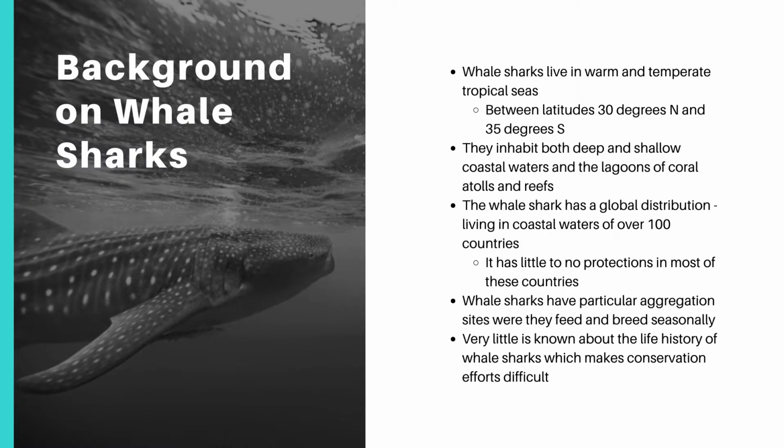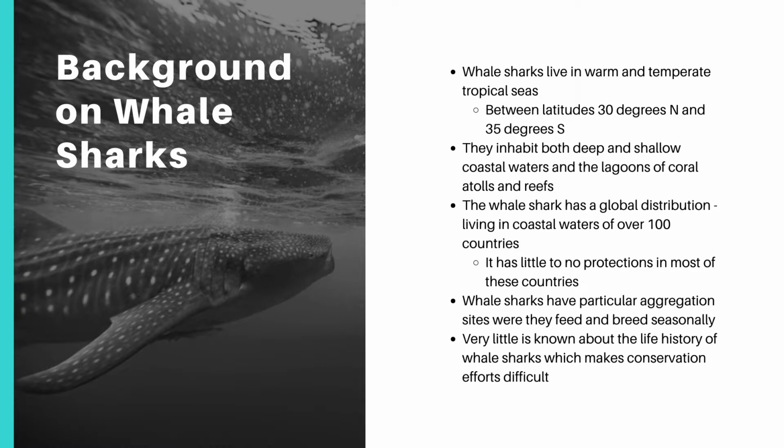So just a little background on whale sharks. Whale sharks live in warm tropical waters worldwide. They have a global distribution. They live in coastal waters off of over 100 countries. So this can make conservation efforts quite challenging because it requires a ton of international cooperation, and every individual country has very different standards for marine protected areas and for fishing practices, and so on. And so this can make conservation efforts for whale sharks extremely difficult.